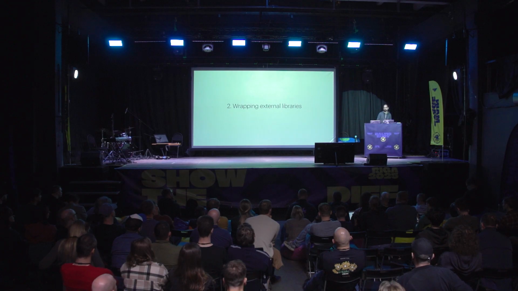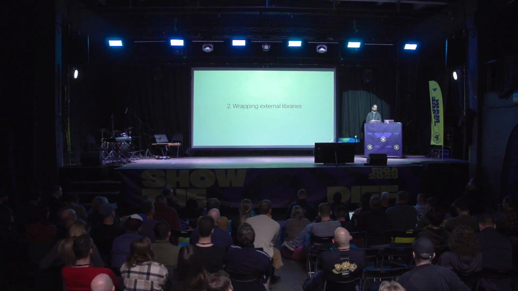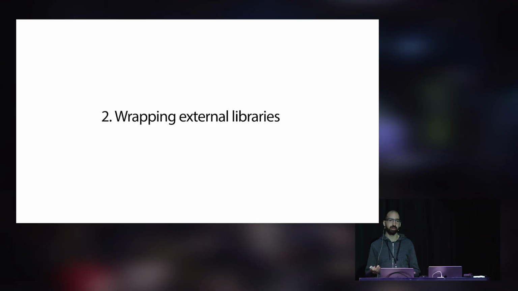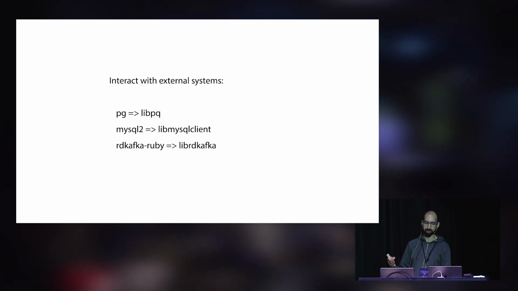The second reason why we want to do this is to wrap external libraries. Postgres is a good example, where someone has written the standard implementation of how to connect with Postgres in C, and you don't want to re-implement the whole thing in Ruby. You just want to be able to go and use the C library that people have already written. So yeah, interacting with external systems is really one of the primary use cases for this. Postgres, MySQL, the Kafka libraries, they're all bindings into these C libraries.